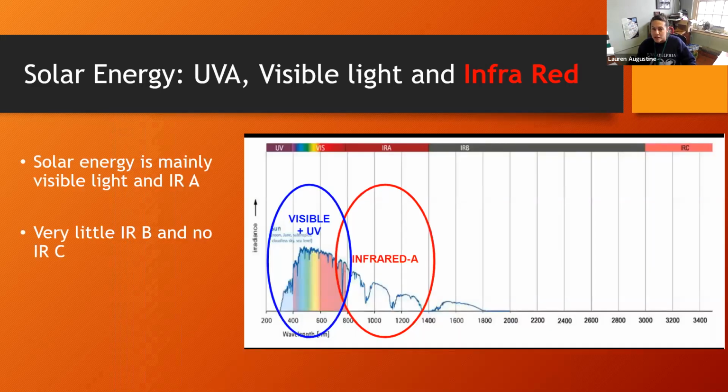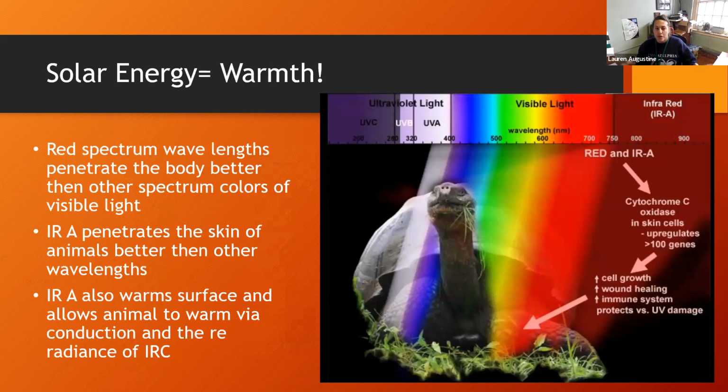Okay, so starting out with solar energy, we're going to get most of our solar energy from the UVA, the visible light, and then of course our infrared short wavelength spectrum. Solar energy is made up mainly of visible light and IRA, very little IRB, and like I said, the IRC is not penetrating through the atmosphere. These red wavelengths are what penetrate the body best. So these are really important in terms of cell growth, wound healing, and the animal's immune system. You can see on my diagram to the right how these spectrums are impacting our animals and the benefits that they provide.